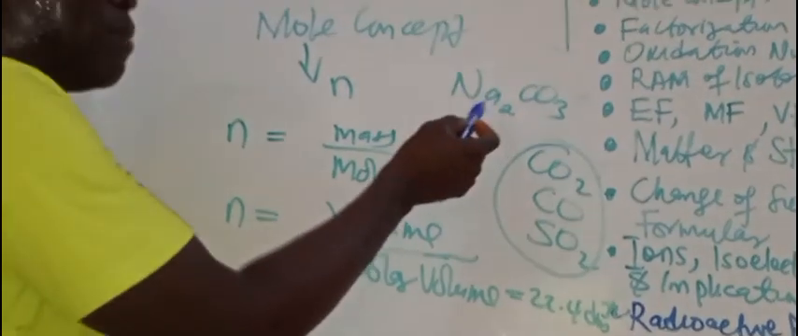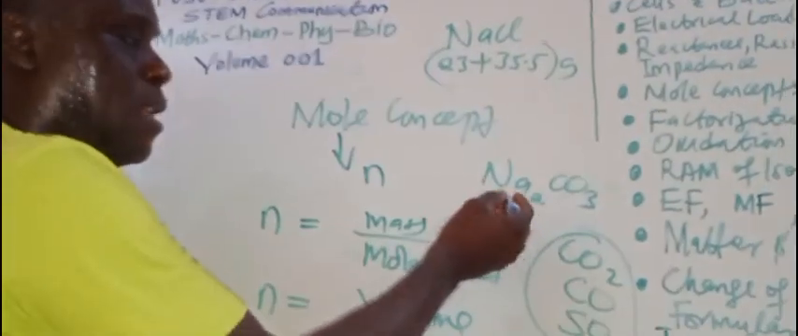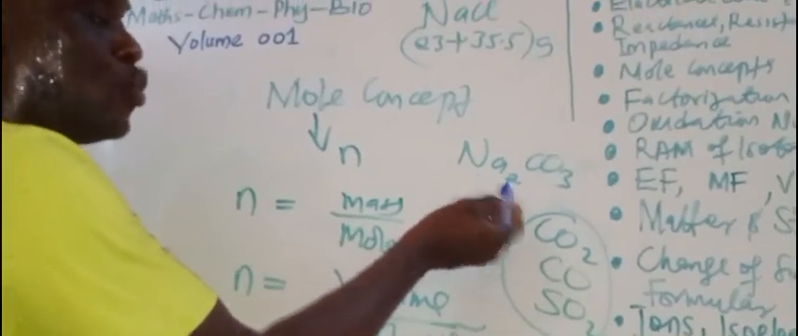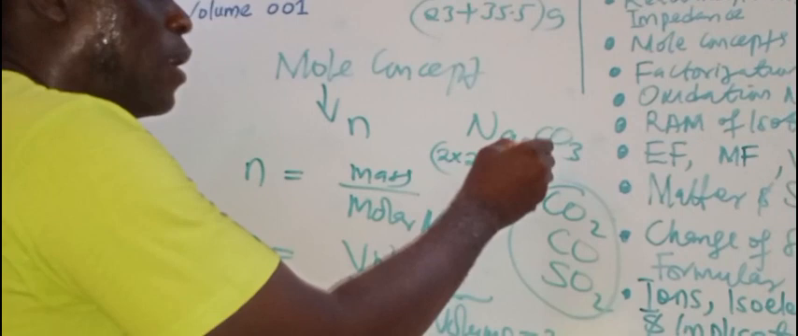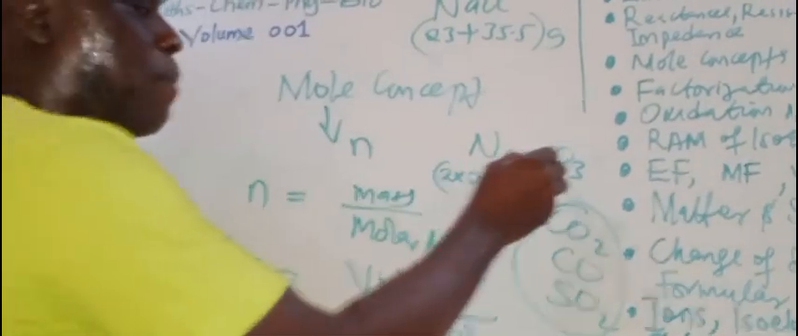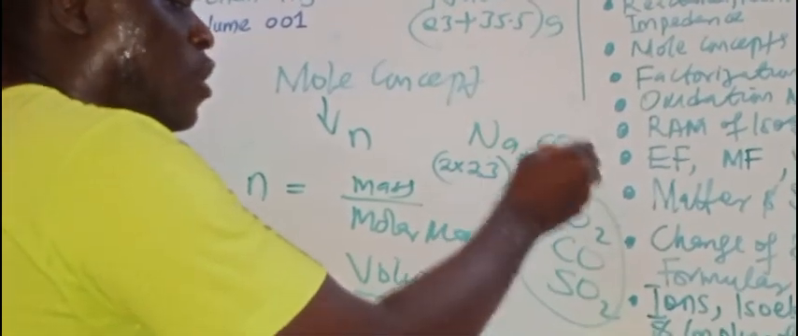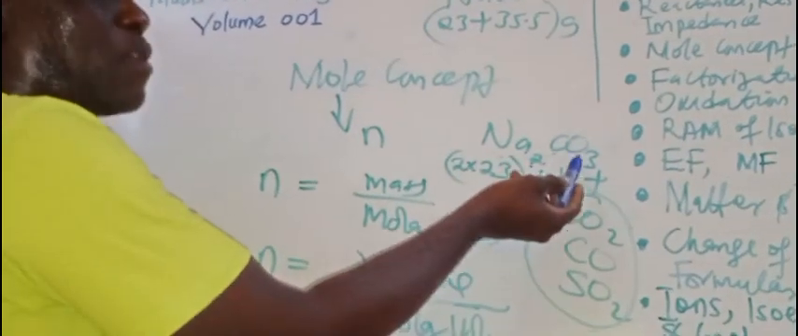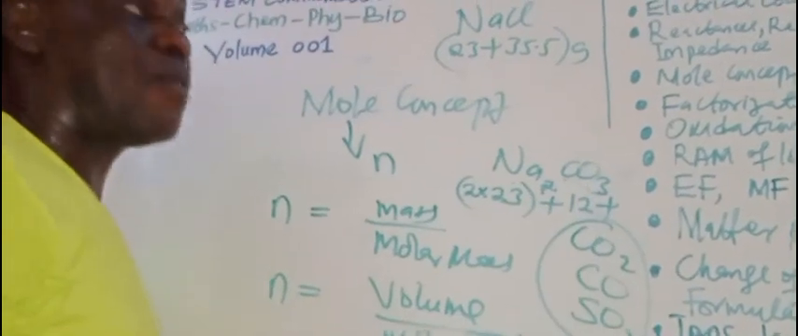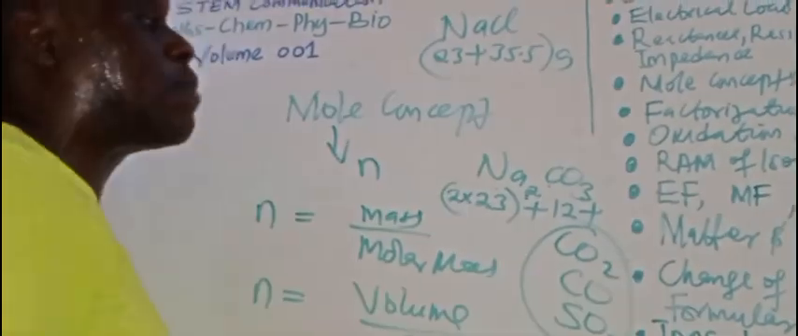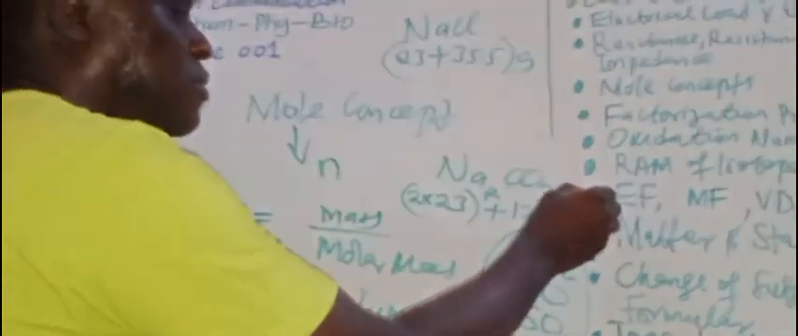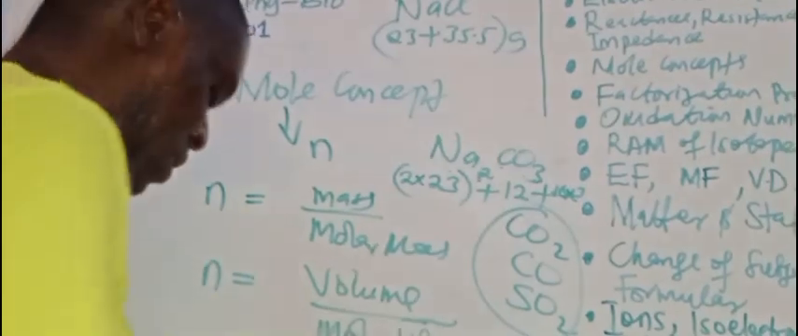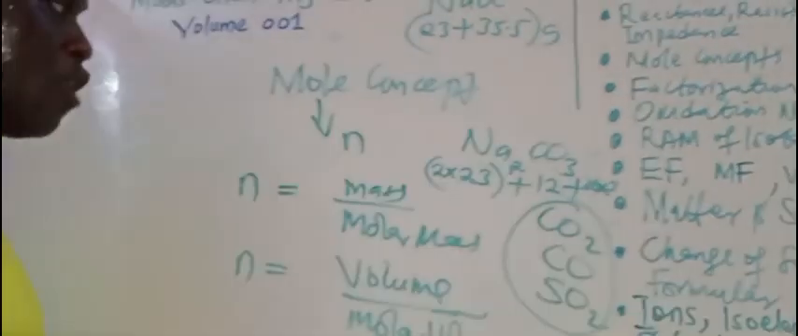Now, if I want to calculate the molar mass of sodium carbonate, how many atoms of sodium do we have there? 2. So that will be 2 times the molar mass of sodium, 2 times 23, plus carbon, 1 times 12, 12. Plus, I have 3 atoms of oxygen here. The molar mass of 1 atom of oxygen is 16, times 3. Altogether that will give me the molar mass of sodium carbonate.